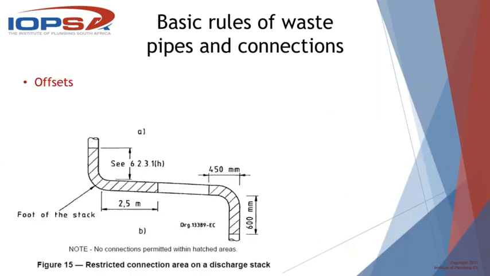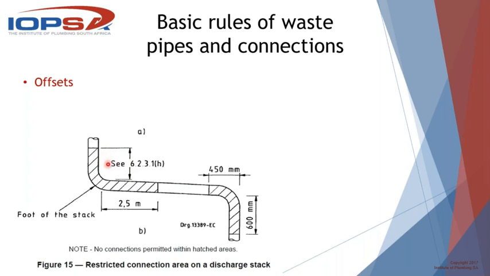Okay. This is an offset, so basically it is what I said just now, but it can be considered the base of a stack. So there you can see immediately that distance there, the hatched area, is where you're not allowed to join, and we're going to go into it now.